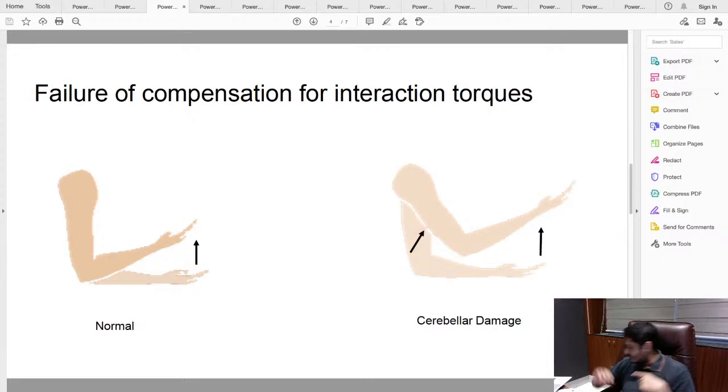This is an example of the case when the internal dynamics is taken care of. The internal models take care of the interaction tasks, for example.